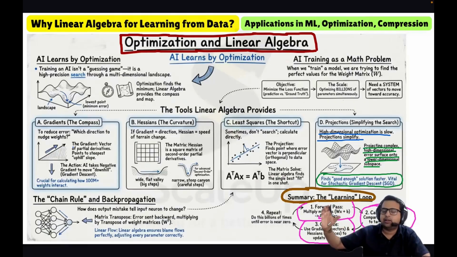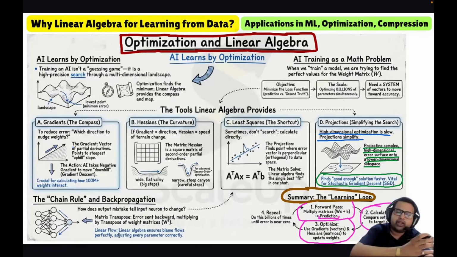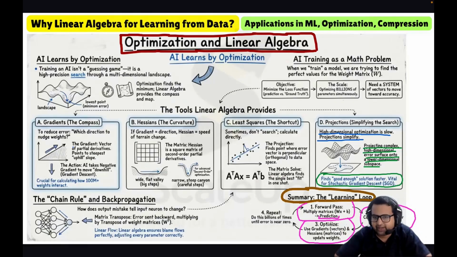So the error vector, we propagate it from the backward direction and we update all the weights. And once the weights are updated, we once again go for a forward pass. Now we have an updated weight matrix. So when we go for a forward pass, the final prediction will be a bit different and it will be a bit closer to the target, the actual value.